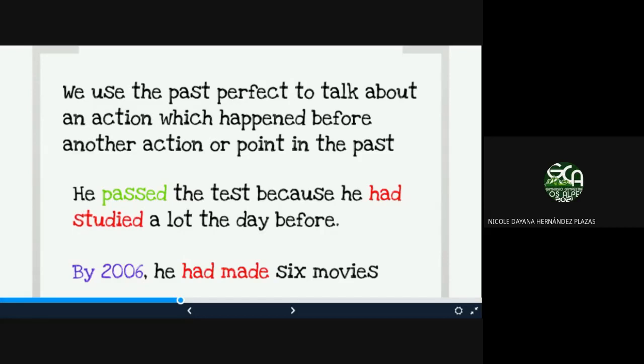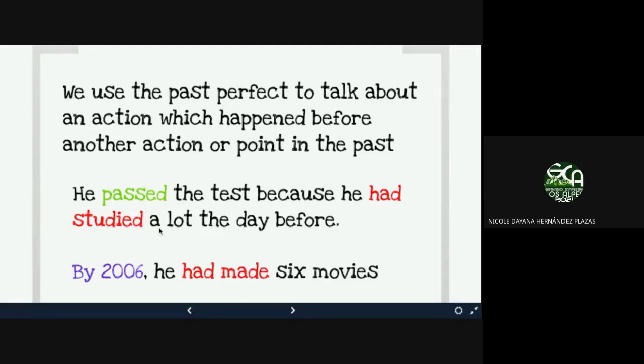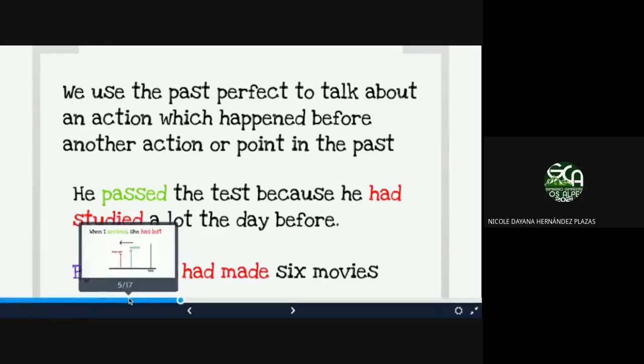Entonces es como, bueno, y se dan cuenta, son oraciones de la vida normal. Él pasó porque estudió, porque había estudiado un montón el día anterior. So the first thing that happened is the fact that he had to study in order to be able to pass the exam. So look at this. In this case, you are using the sentence with past simple in order to tell you that there is something before in past perfect. But what happened with the second example?